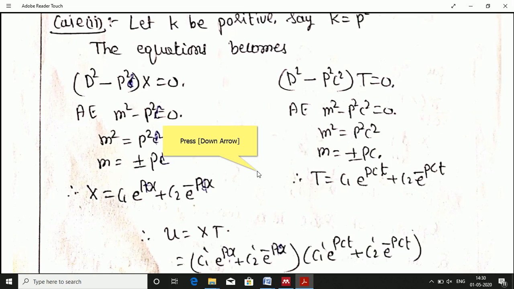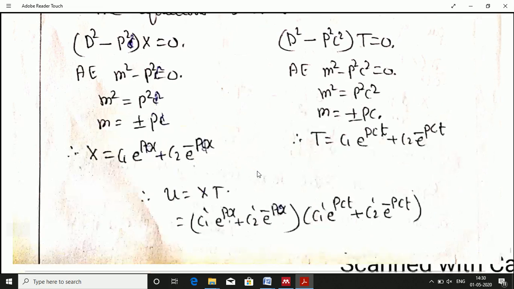Substitute this solution into the assumed solution u = XT. Since we already used c1 and c2, here I used c1 dash e^(px) + c2 dash e^(-px), multiplied by c1 dash e^(pct) + c2 dash e^(-pct).